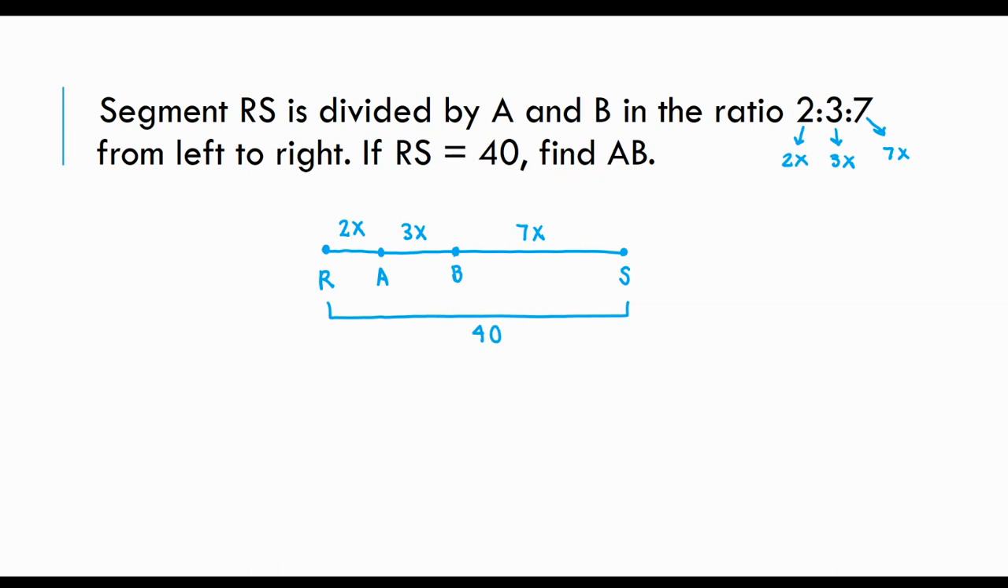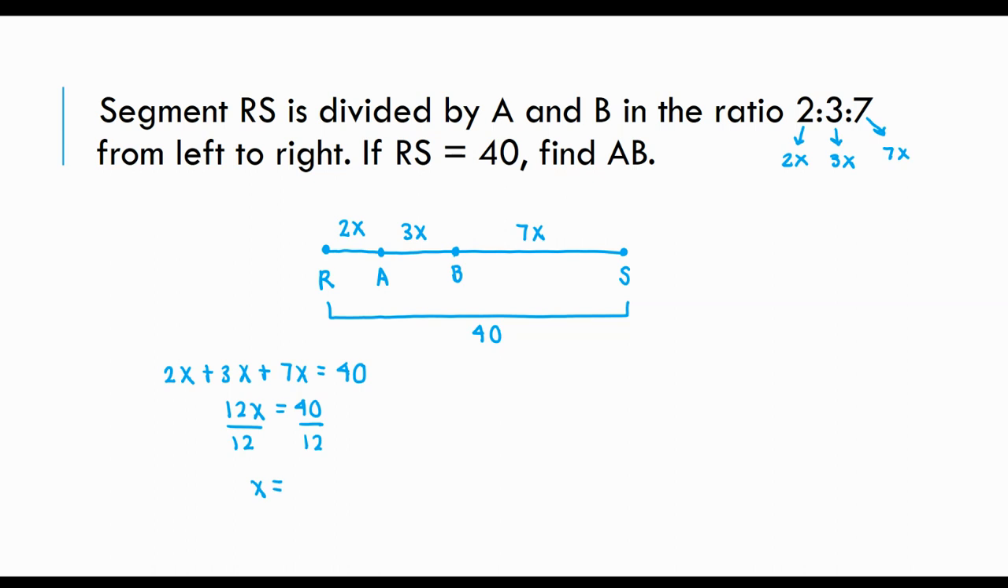So based off of this picture, if I'm giving you the length of the entire segment and I have 3 little pieces that put together give you the big segment, hopefully we're okay with, I'm going to add each of those little pieces and set it equal to the entire length of the segment RS. 2 and 3 is 5, 5 and 7 is 12. So we'll have 12x equals 40. So we'll have to divide by 12 to get x.